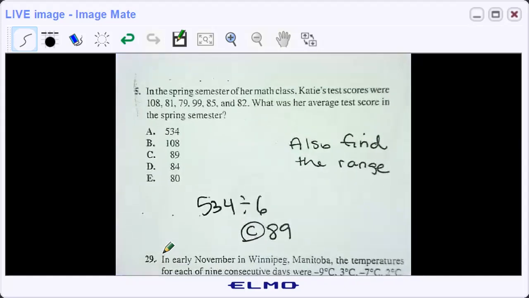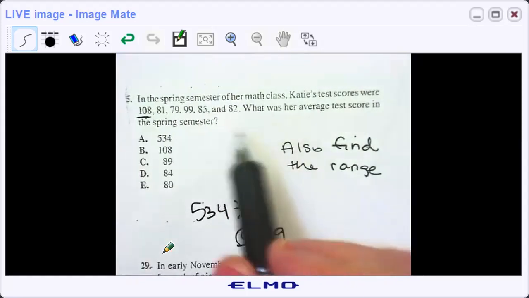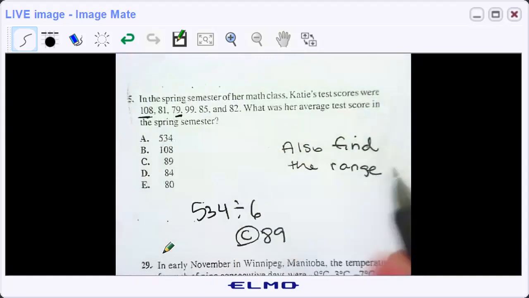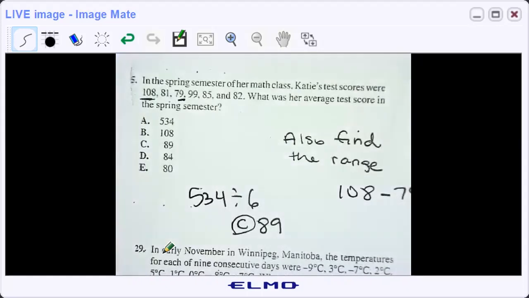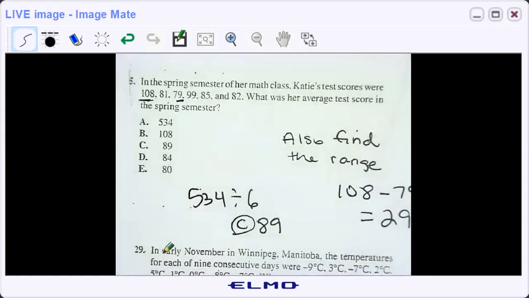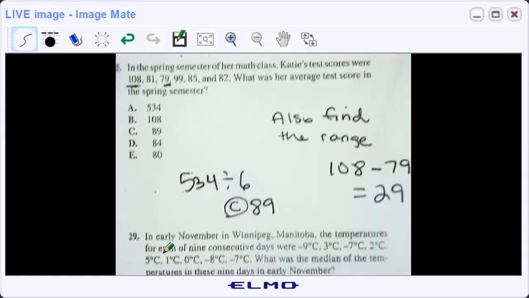All right. And then the range. So let's go find the highest. Her highest score was 108. And her lowest score looks like it was 79. 108 minus 79. So the range will be 29 here. Easy peasy. All right, let's scoot it up.